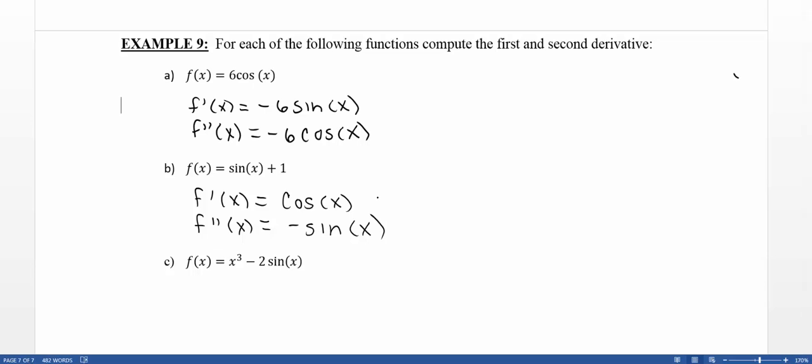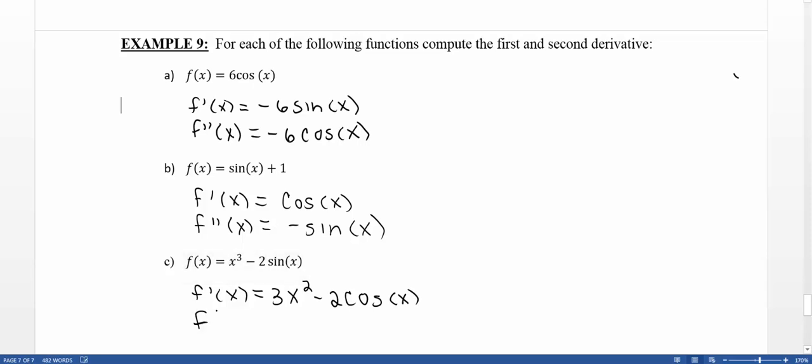Part C. We have x cubed minus 2 sine x. So our first derivative, we go term by term. We get 3x squared minus 2. Now derivative of sine is cosine. So minus 2 cosine x.